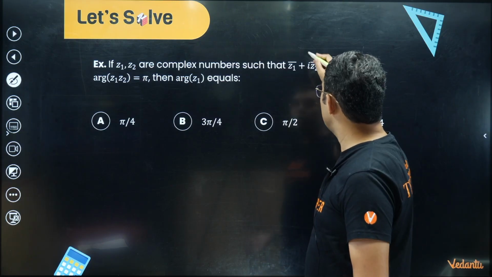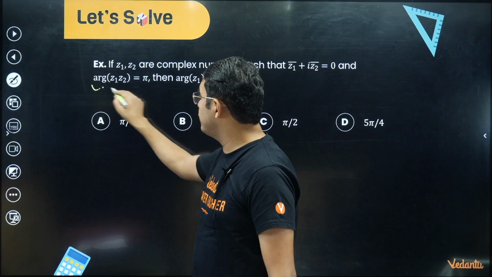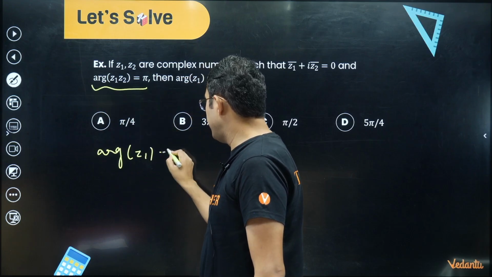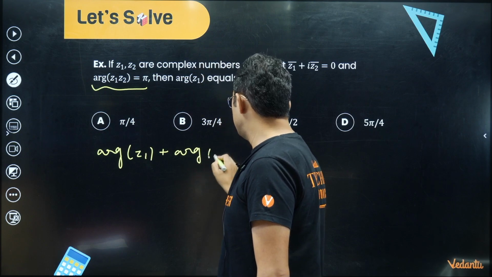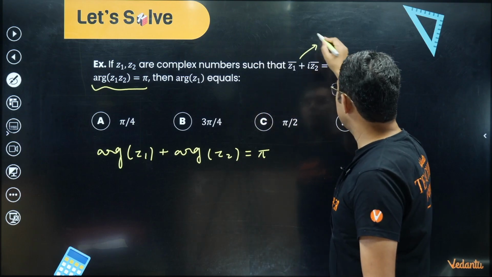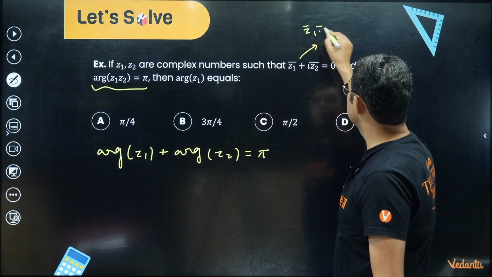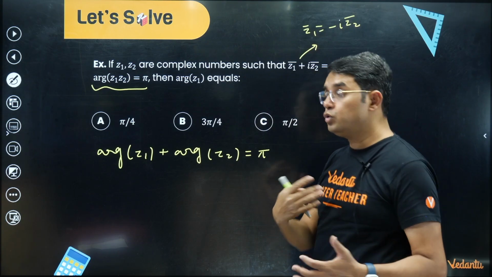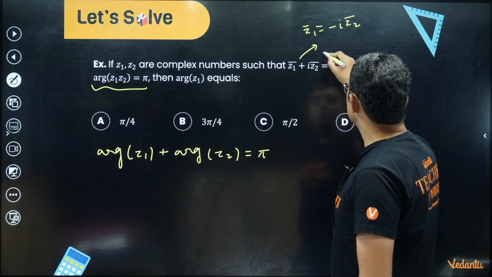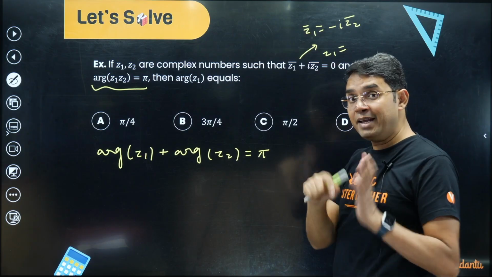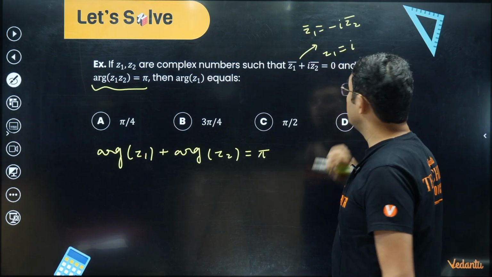So dear students, what you can do, one equation we get from it here. We will be getting argument of Z1 plus argument of Z2, and that will be equal to pi. For this we can write Z1 bar is equal to minus iota Z2 bar, and if I take conjugate on both sides, this will be Z1. On the other side, conjugate of minus iota will be iota, conjugate of Z2 will be just Z2.